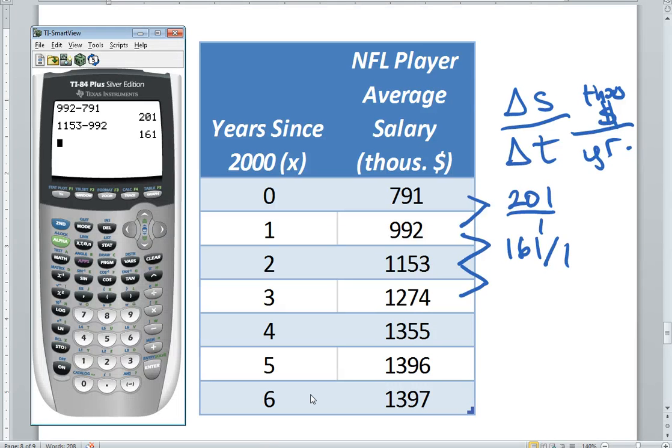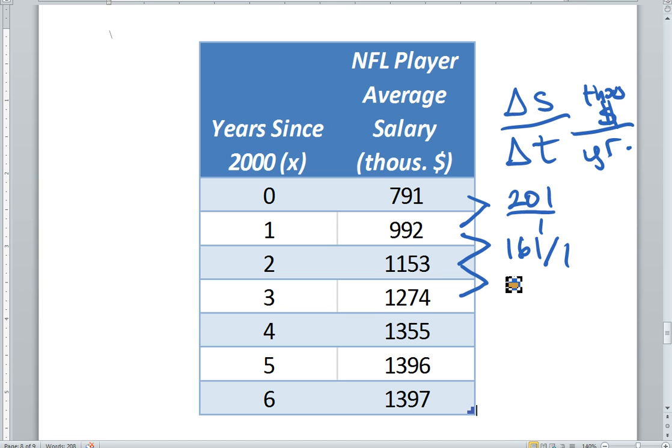From year 3 to 4, 2003 to 2004, the salary in 2004 was $1.355 million. That's an increase from 1274 of $81,000. So they're still getting raises, but look what's happening to these raises. They only went up by $81,000 in 1 year.